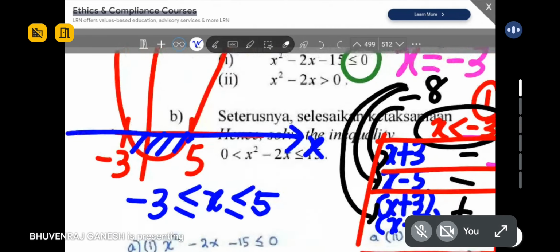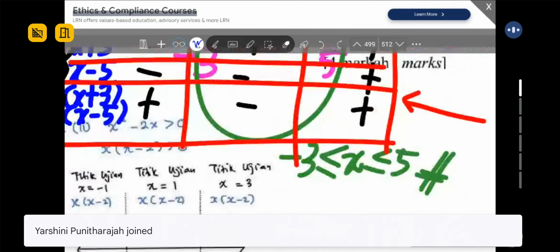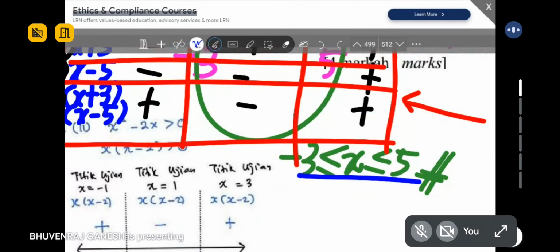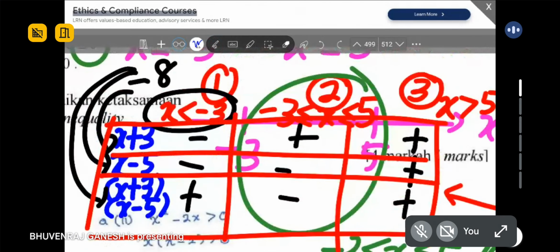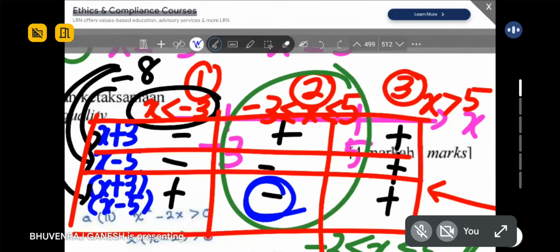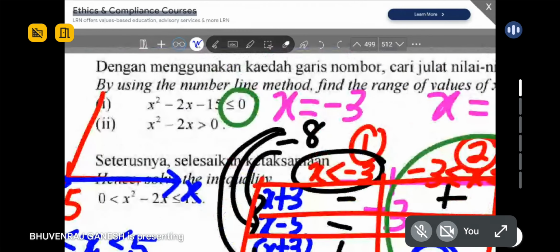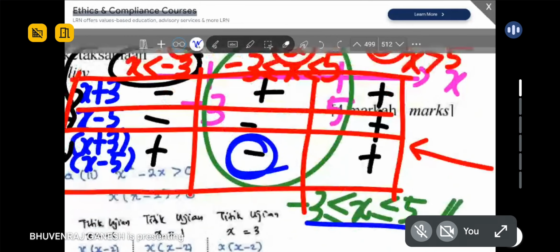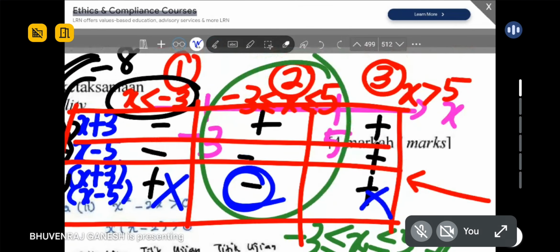Okay? Can you repeat again how you got the final answer? This one, over here. Using the number line method. You just need to get a negative value. That's why I get that answer, because the question says less than or equal to 0. Lebih kurang atau sama dengan. So positive answer I cannot accept, because the question says must be less than or equal to 0. Are you clear? That's why I have to choose the middle one.